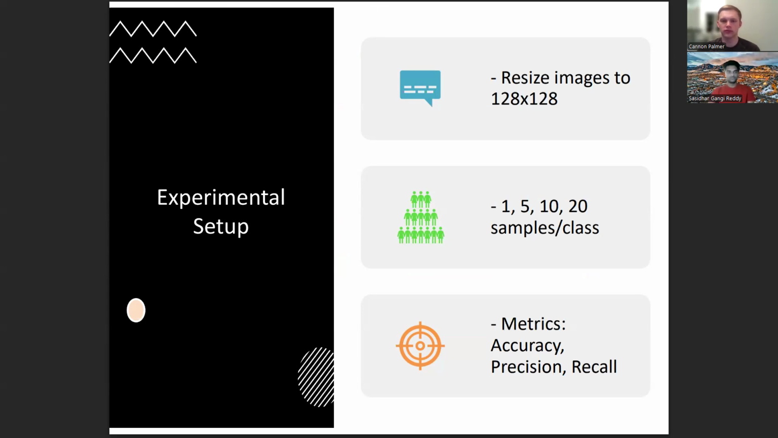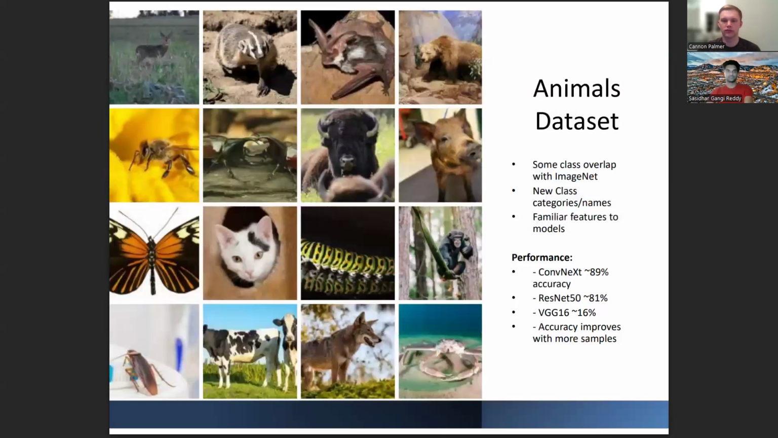We performed multiple few-shot experiments with an increasing number of samples. During every few-shot step, we tracked accuracy, precision, and recall to estimate model performance.